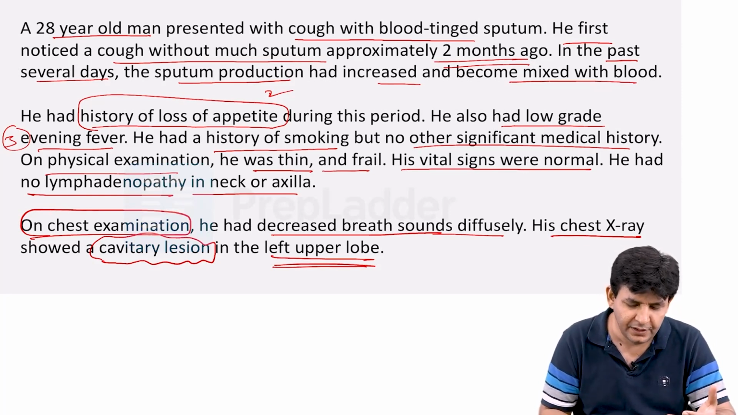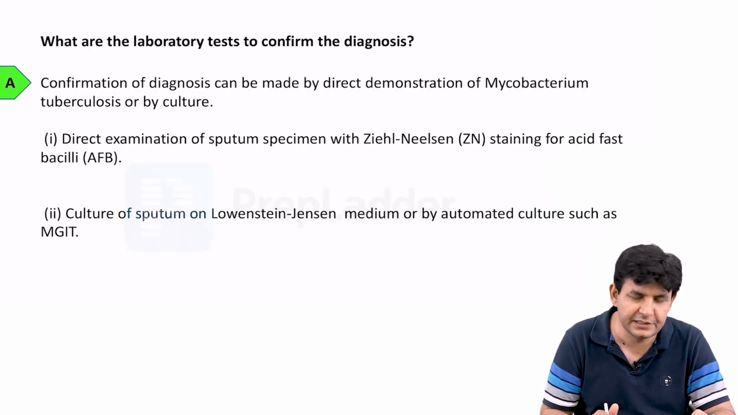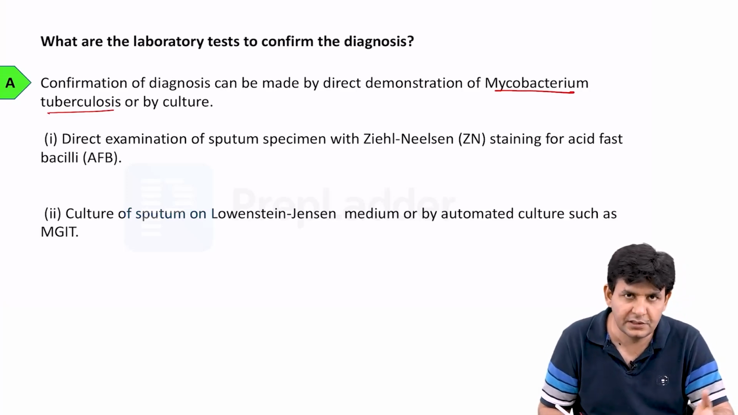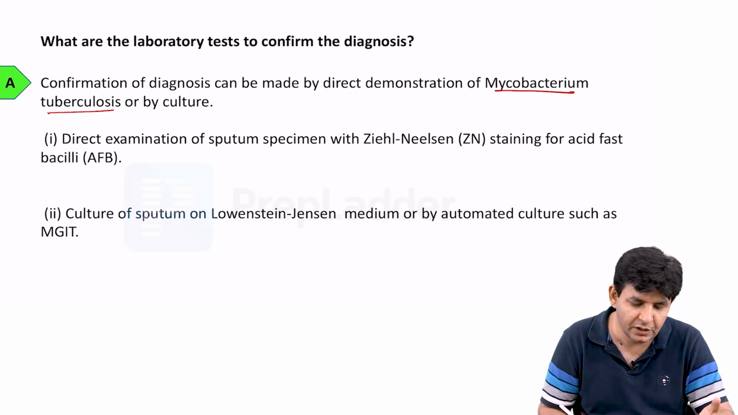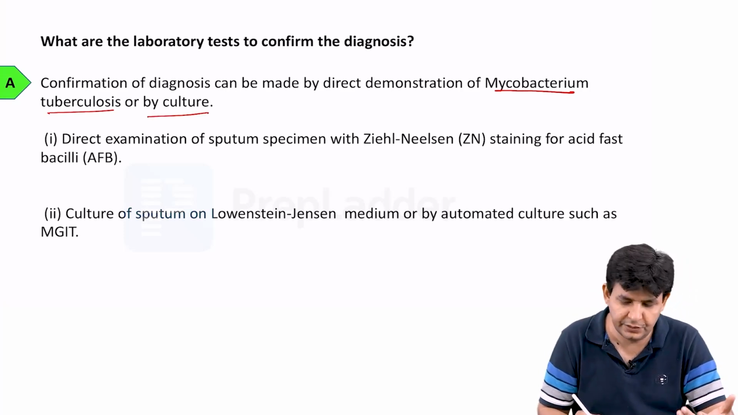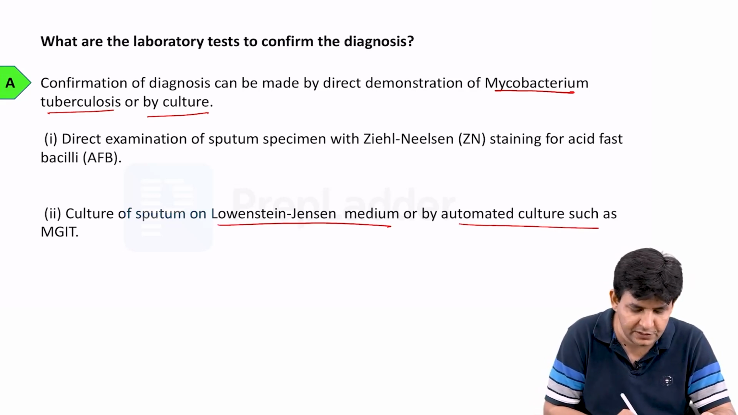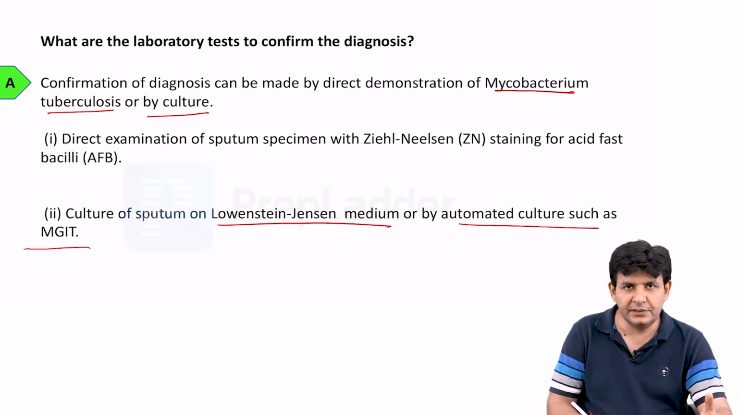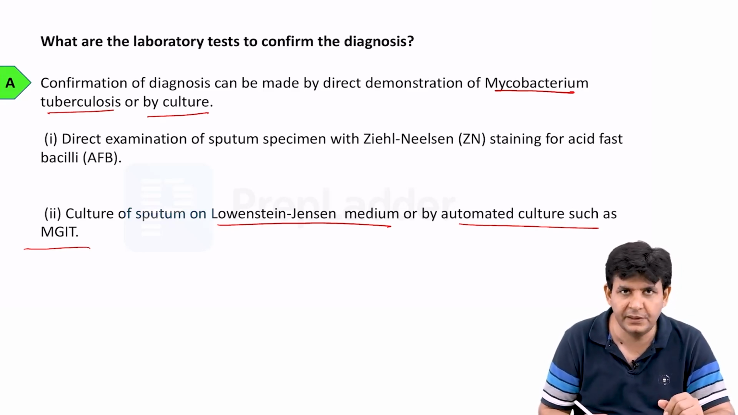So obviously, not much to think about here. This case scenario is confirming the diagnosis of TB, and TB is caused by what? Mycobacterium tuberculosis. What you can do is go for direct examination of the sputum by ZN staining, or by culture. And the culture can be done where? On LJ medium, or nowadays automated methods like MGIT or BACTEC can be done, which are liquid culture media.